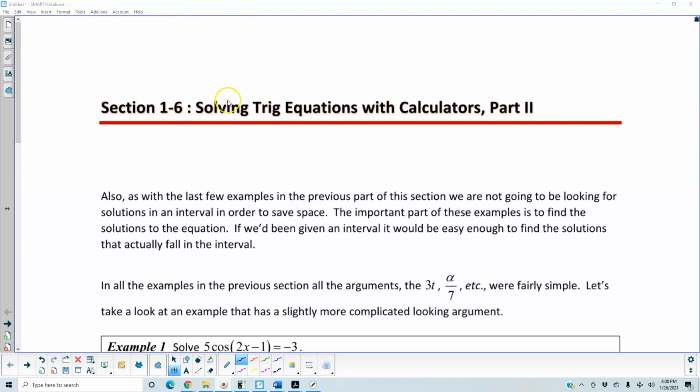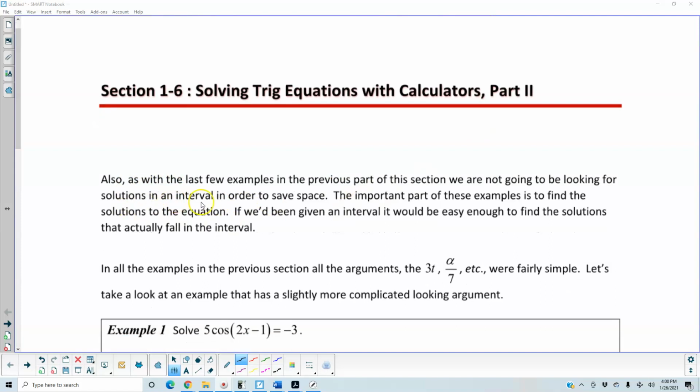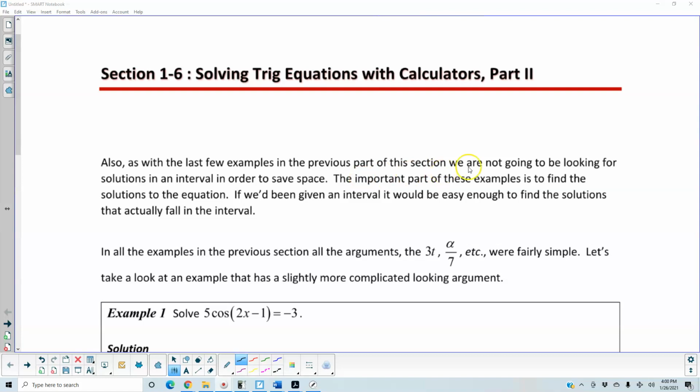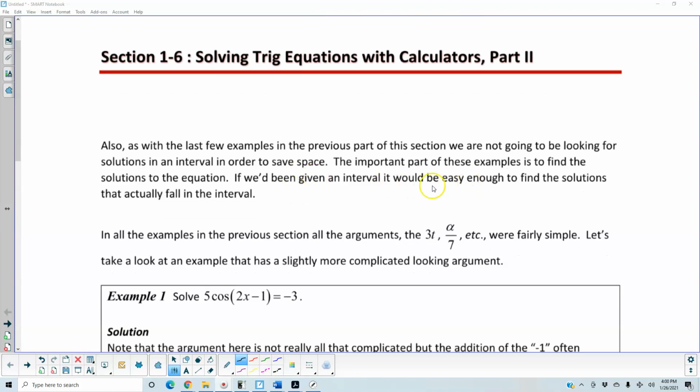Section 1.6, Solving Trig Equations with Calculators, Part 2. As with the last few examples we saw from the previous section, we are not going to be looking for solutions in an interval in order to save space. The important part of these examples is to find the solutions to the equation.